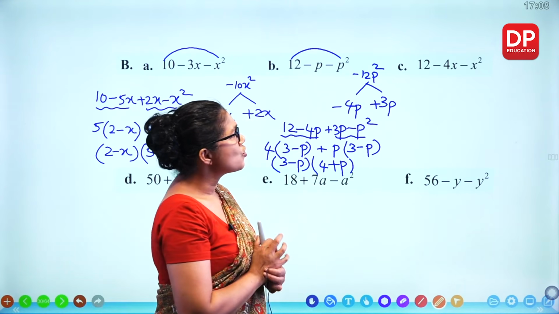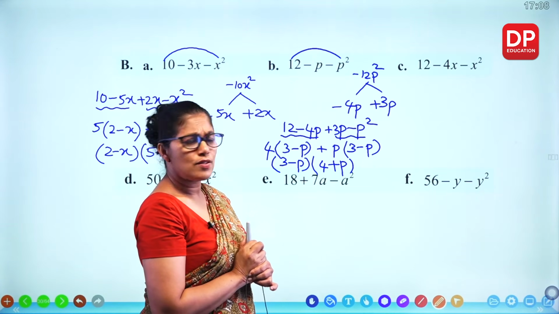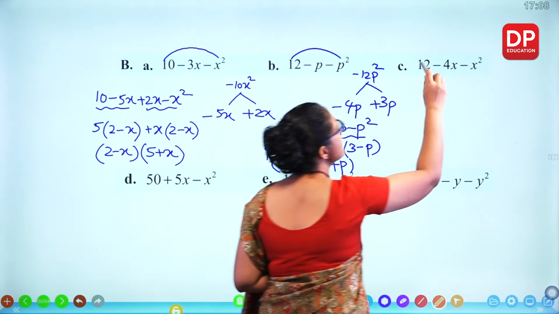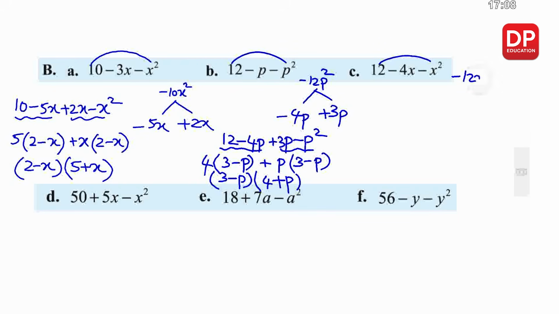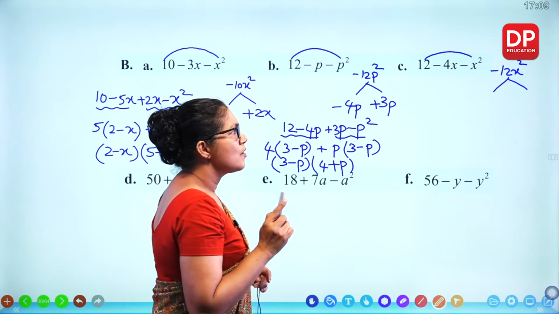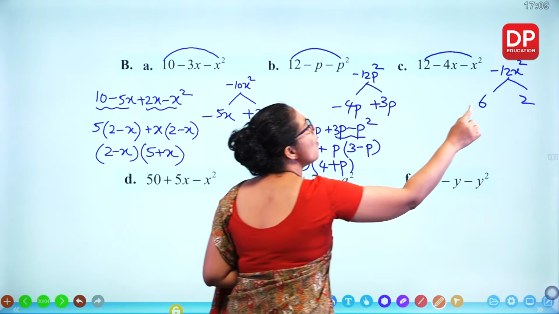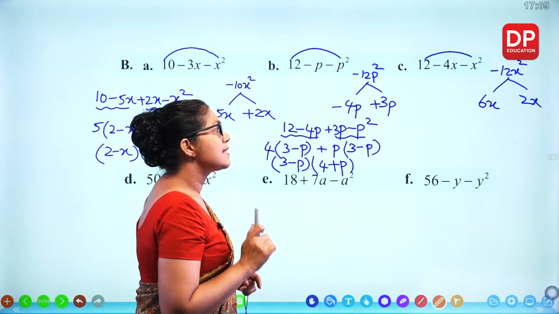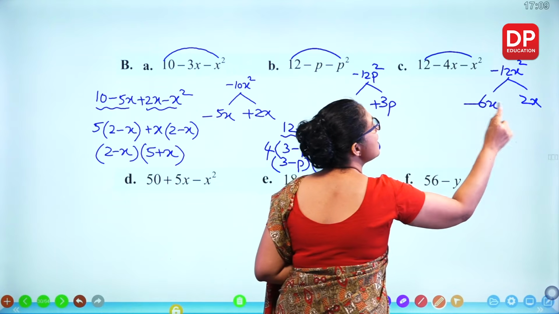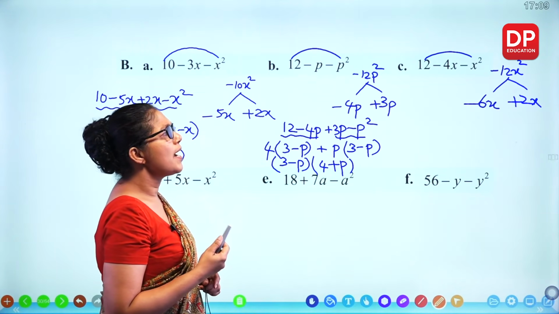Now the last one in that question. So 12 minus 4x minus x squared. The order is okay. You can keep it as it is and find out what are the factors of minus 12x squared. What are the factors of minus 12? You can write 6 and 2. And the middle term is minus, so that means the largest one should be negative. So minus 6 and plus 2, you are getting minus 4.